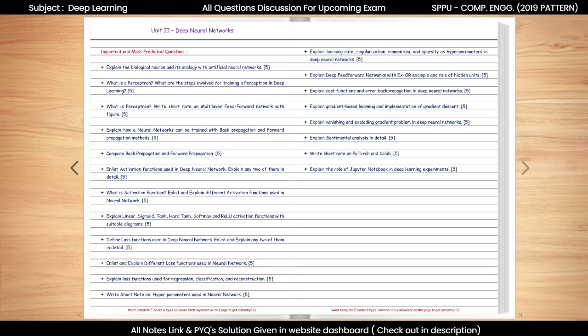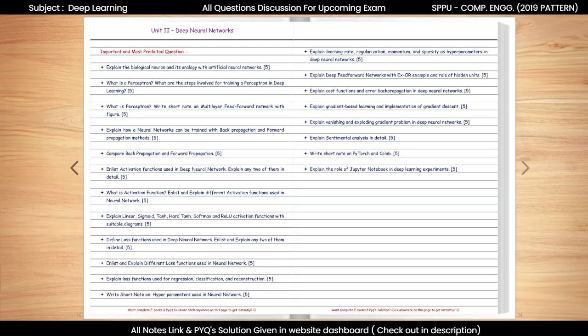Just like biological neurons fire signals based on input strength, artificial neurons produce output based on weighted inputs and an activation function. Now, let us move on to our next important topic, perceptron. From this topic, we can expect questions such as, what is a perceptron? What are the steps involved for training a perceptron in deep learning?